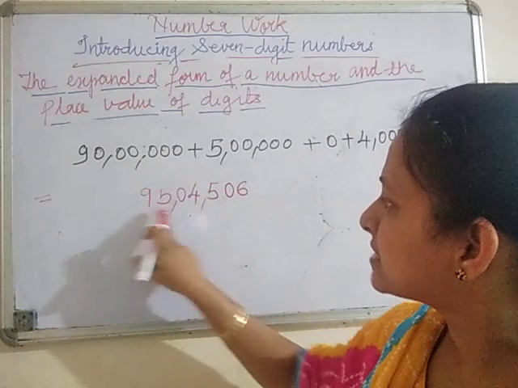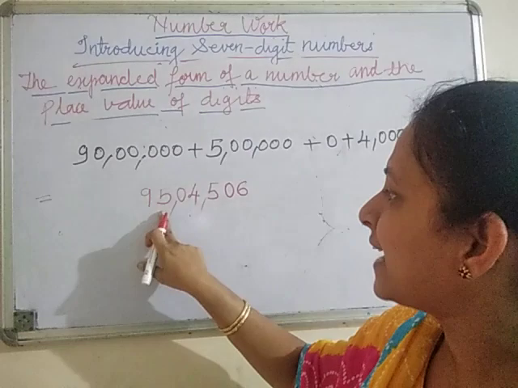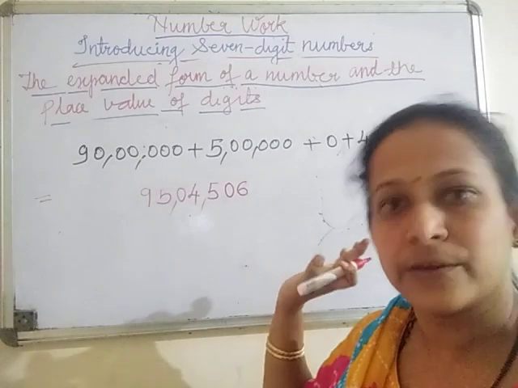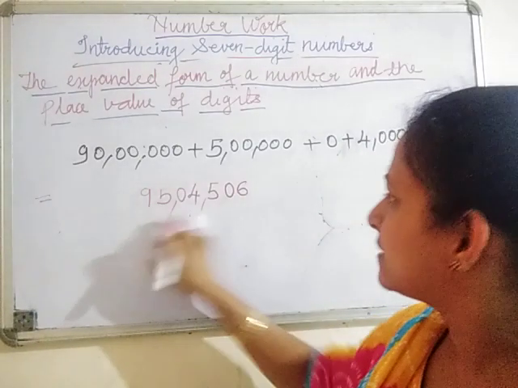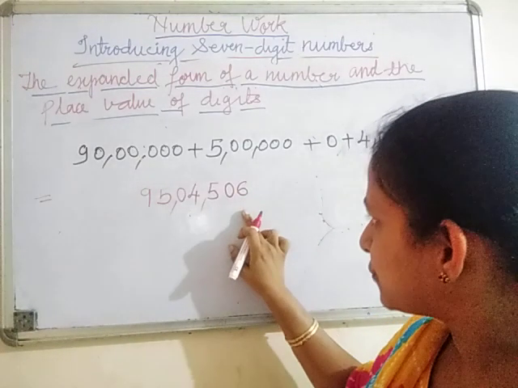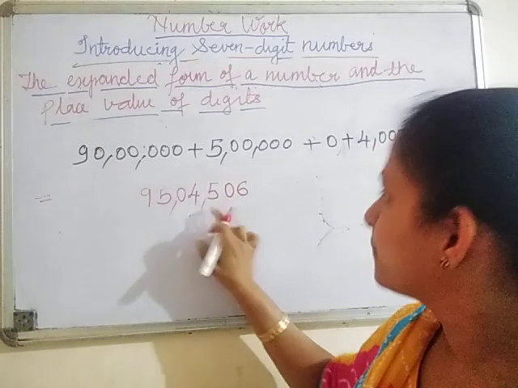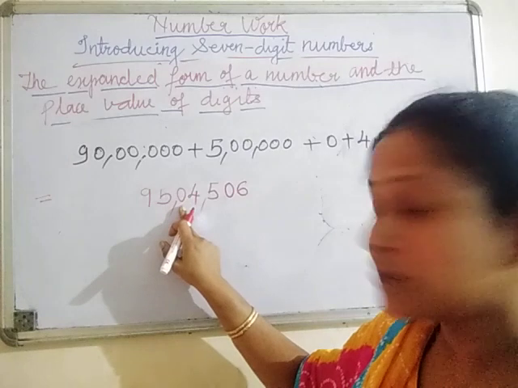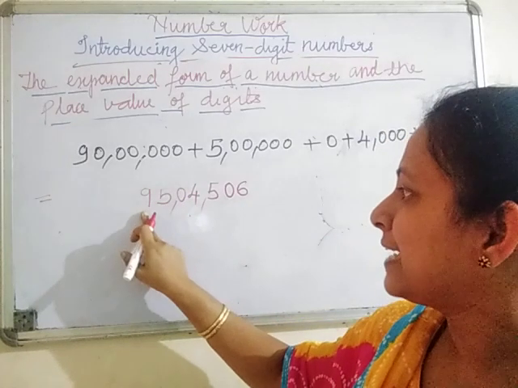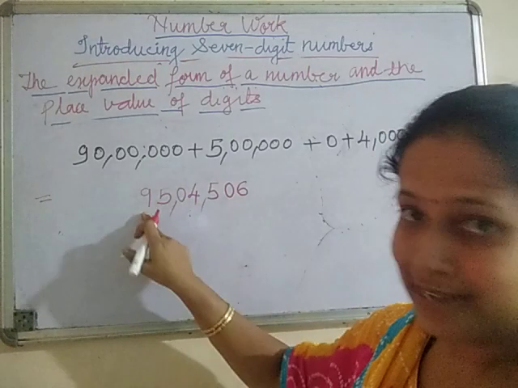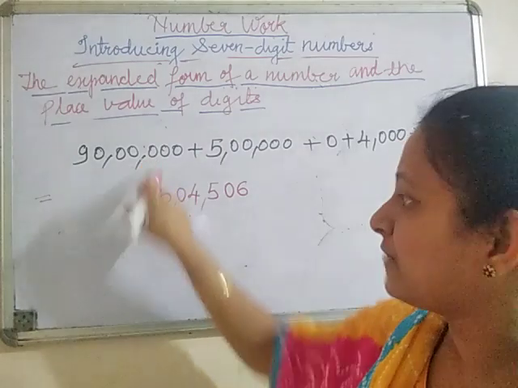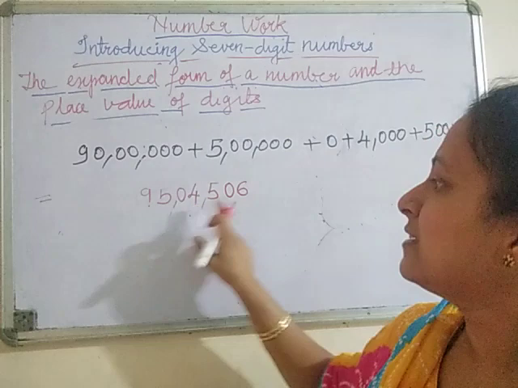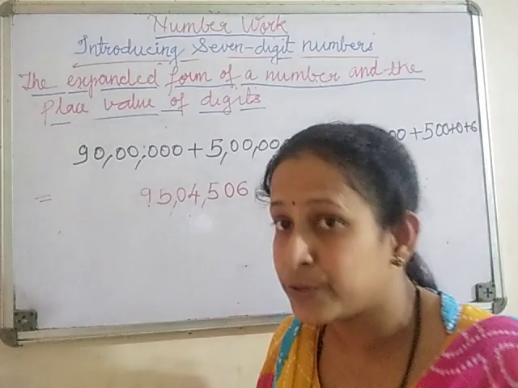So now you can read this number as 95 lakh 4,506. Okay, if you are not understanding, I'll read it from behind. This is unit, 6 units, 0 tens, 5 hundreds, 4 thousands, 0 ten thousands, 5 lakh and 9 ten lakhs. So 9 into 10 will be 90 lakh, plus 5 lakh, 95 lakh, 4,506. So this is how you are supposed to write.